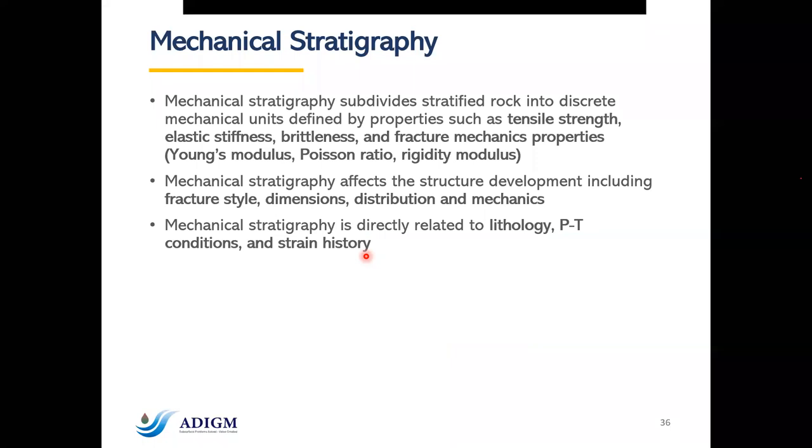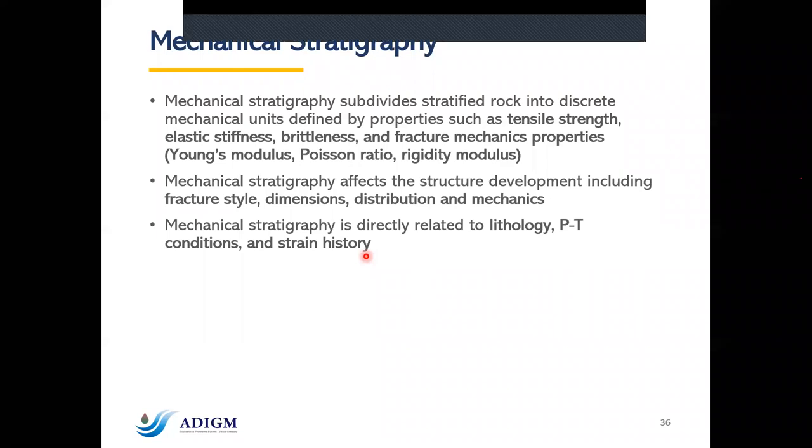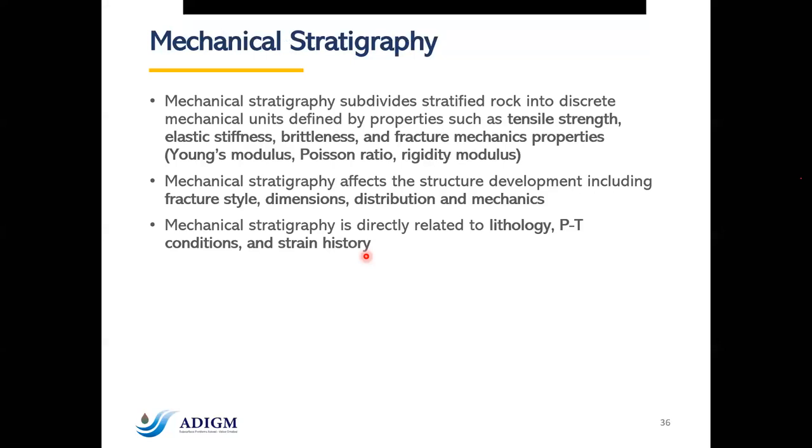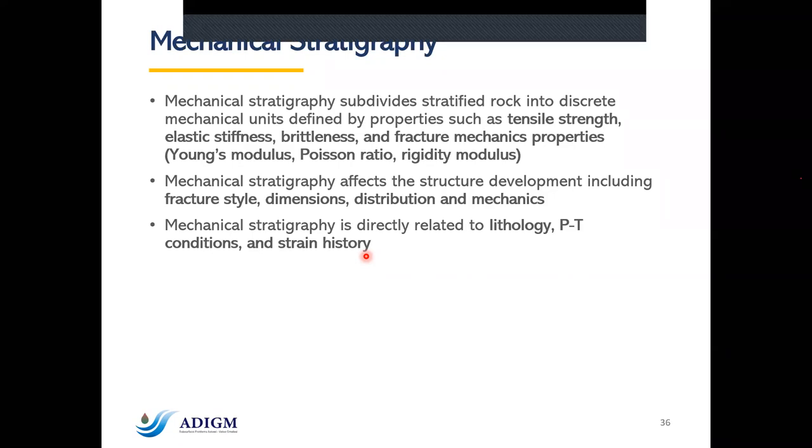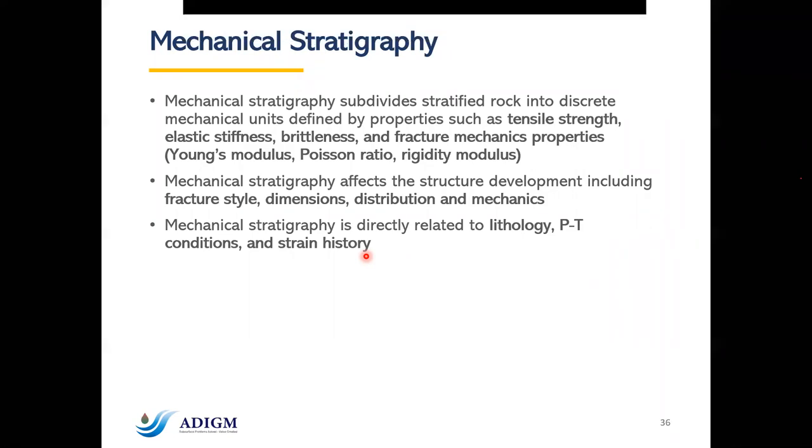The fracture modeling requires us to constrain the fracture distributions, not only based on the fracture drivers, but also based on the zonations. The zonations in the fracture modeling depend on the mechanical stratigraphy. So what is the mechanical stratigraphy? The mechanical stratigraphy divides the rocks into discrete mechanical units defined by rock properties, such as tensile strength, brittleness, Young's modulus, Poisson's ratio, etc. The mechanical stratigraphy affects the structural developments, including the fracture style, dimensions, distributions, and also the mechanics.